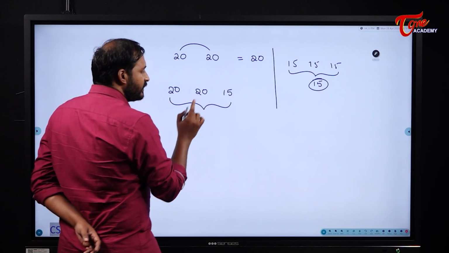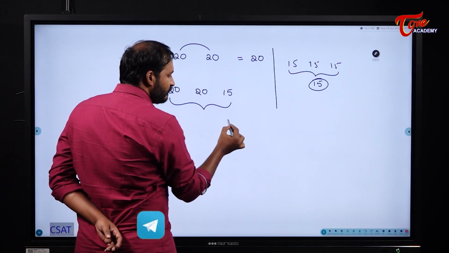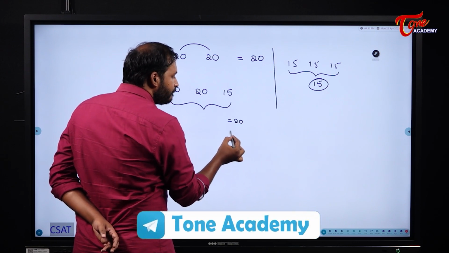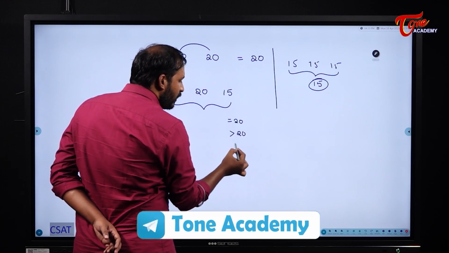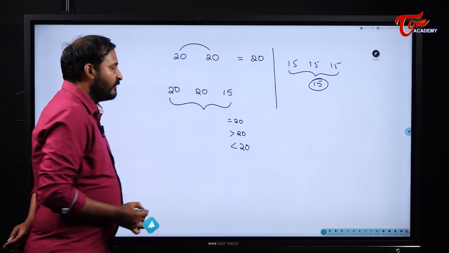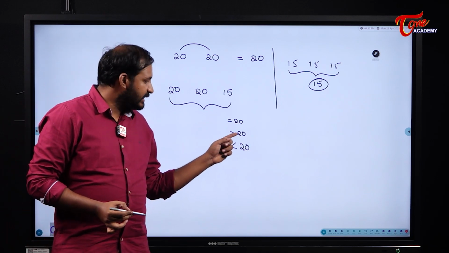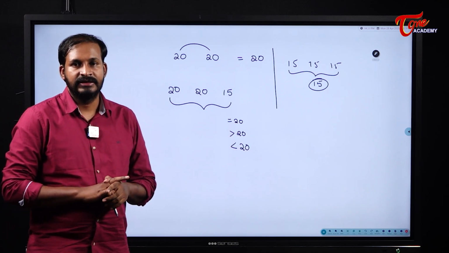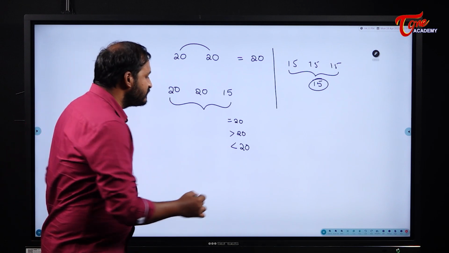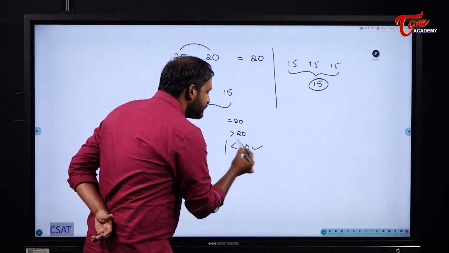My observation, what we need to make here is, tell me one thing, whether it will be equal to 20, greater than 20 or less than 20. Whether our average will be equal to 20, greater than 20 or less than 20. What will we get here? Our average will be less than 20. Sir, what is the reason?